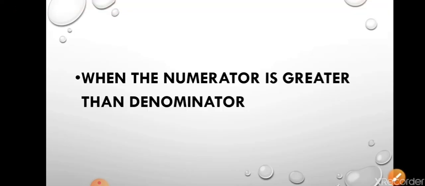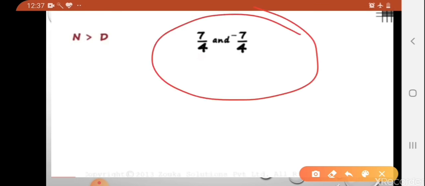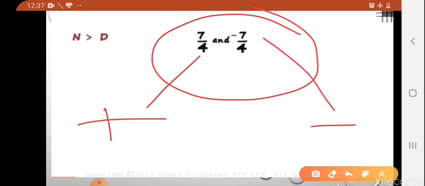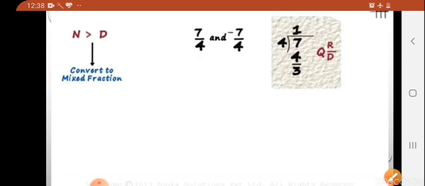Next, we have studied when the rational number is a proper fraction. Now, when the numerator is greater than the denominator, that is what you can say, 7 upon 4, it is a positive improper fraction, and this one is a negative improper fraction. Then, as I have told you earlier also, first we will change it into a mixed fraction.